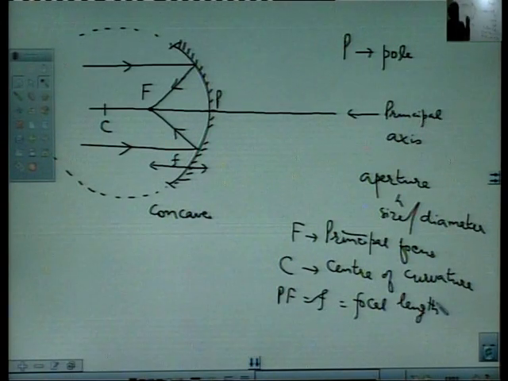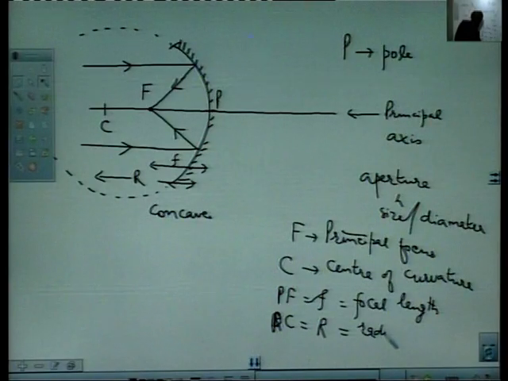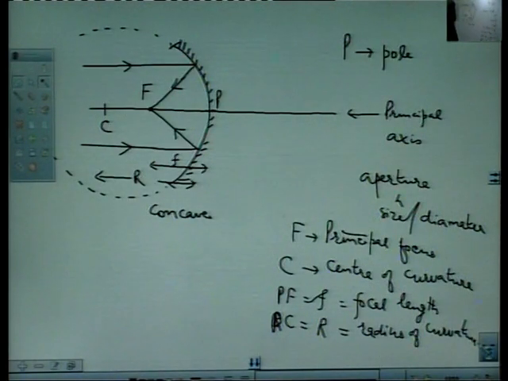The distance from P to C is called R, which is called radius of curvature. And there is a sign convention.